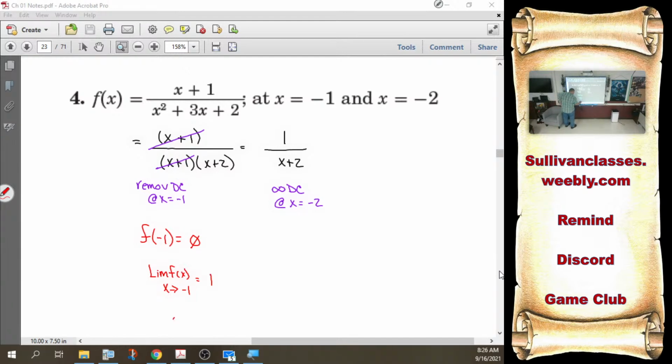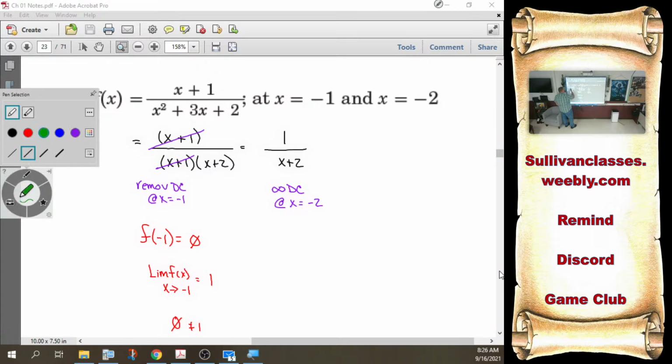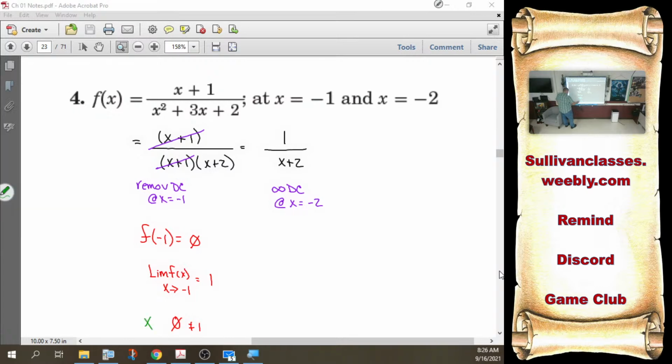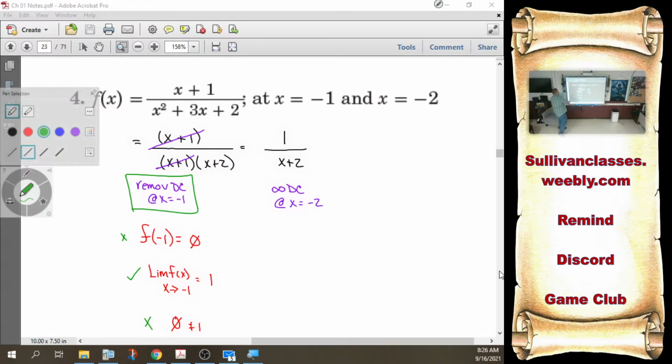Now, empty set still does not equal 1, so it still fails. You still fail, pass, fail, and you tell me what kind it is. I know it's removable because there's a hole. I know there's a hole because I removed a factor. Other one.